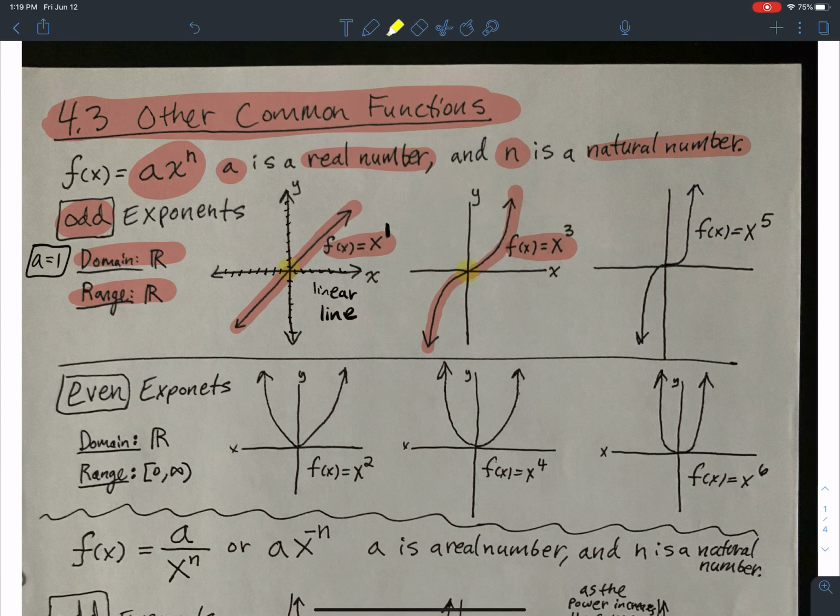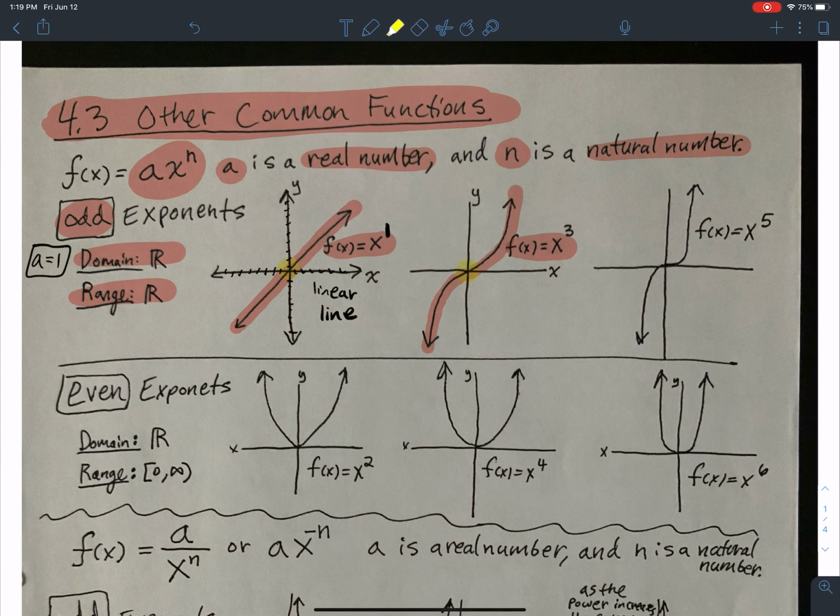Now, instead of being of the form a times x to the n, say we're of the form a number divided by x to the n, or a times x to the negative n. Remember your exponent properties. If the exponent is odd, same thing. Odd means opposite.